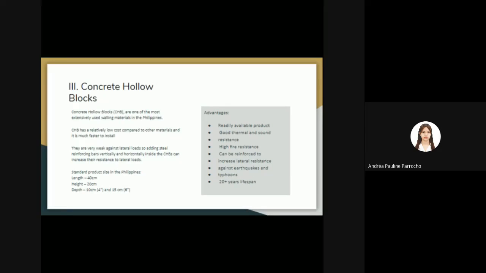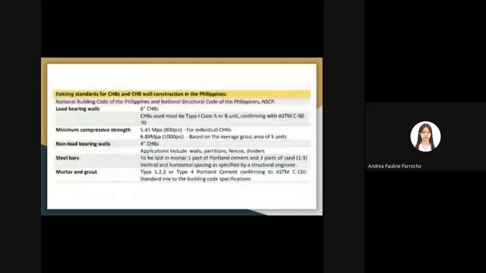So below in the slide, you can also see the standard product sizes in the Philippines, wherein the length is 40 centimeters, the height is 20 centimeters, and the depth is about 10 centimeters. The advantages of concrete hollow blocks are that it's a readily available product. It has good thermal and sound resistance, high fire resistance. It can be reinforced to increase lateral resistance against earthquake and typhoon, and it has a lifespan of higher than 20 years. Next, please.